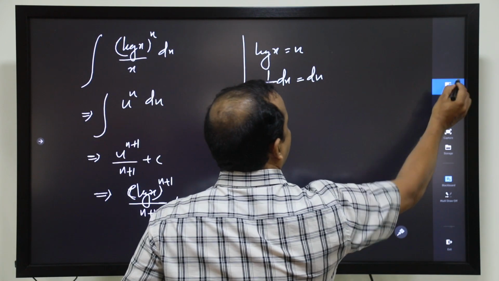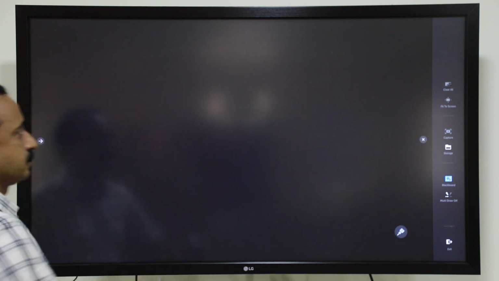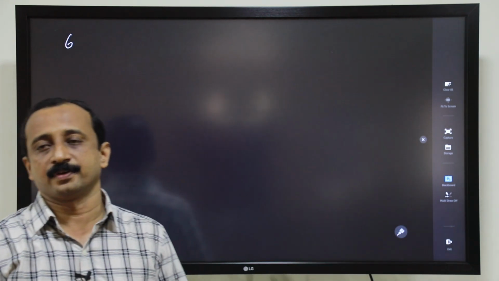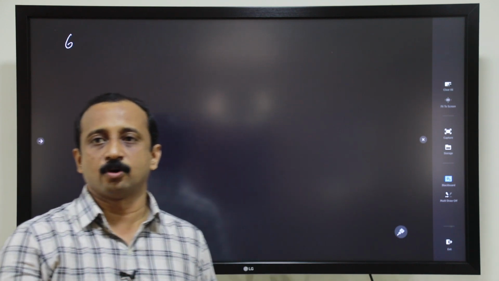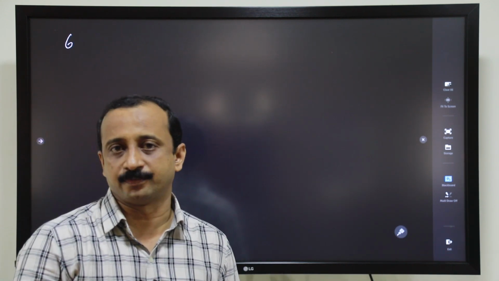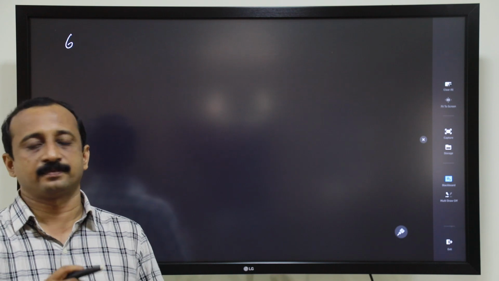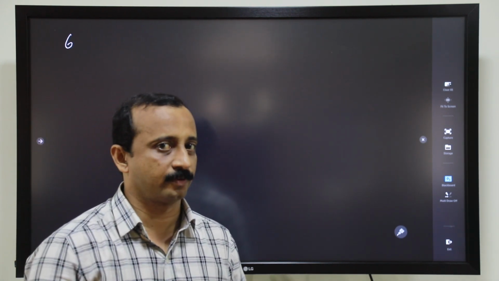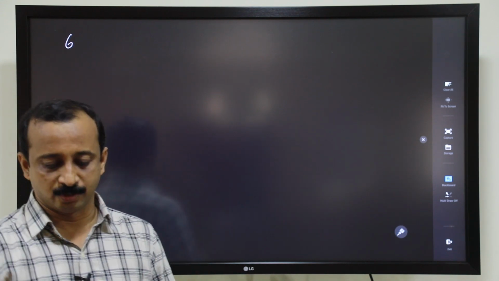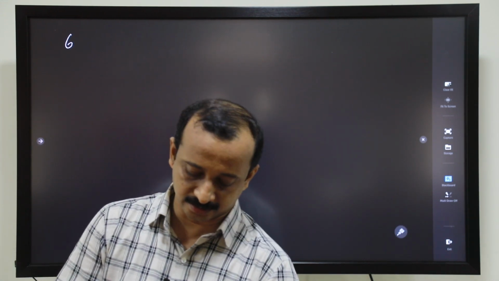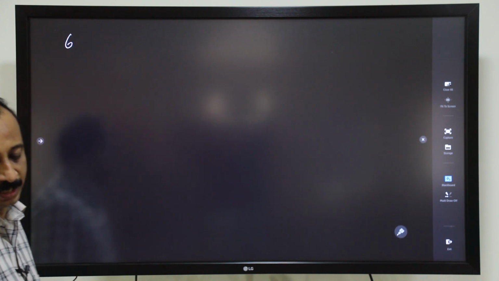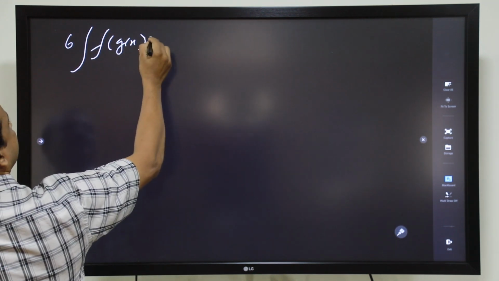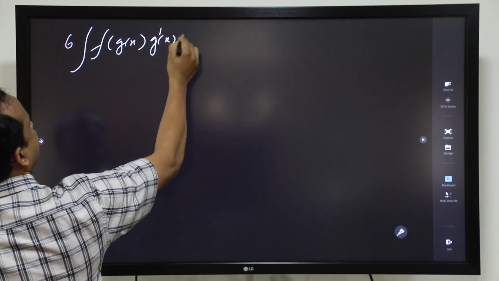Okay. Now our last section, our sixth section of the substitution. Our first section is f of a plus bx. Second is f dash x divided by f of x. Third is f of x into f dash x. Fourth is f dash divided by root of f of x. Fifth is f of x raised to n into f dash x into dx. And our last section, a function is of the form f of g of x into g dash x into dx.